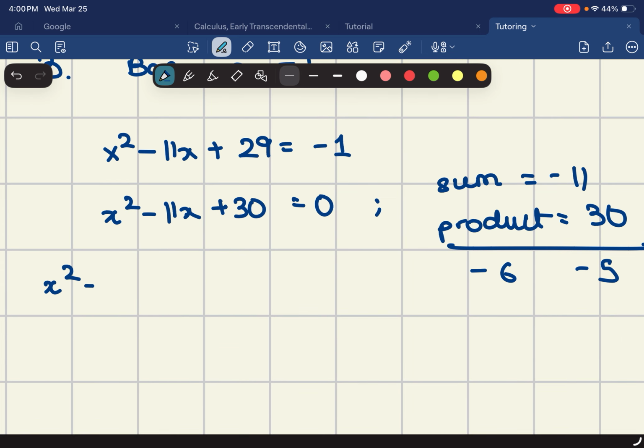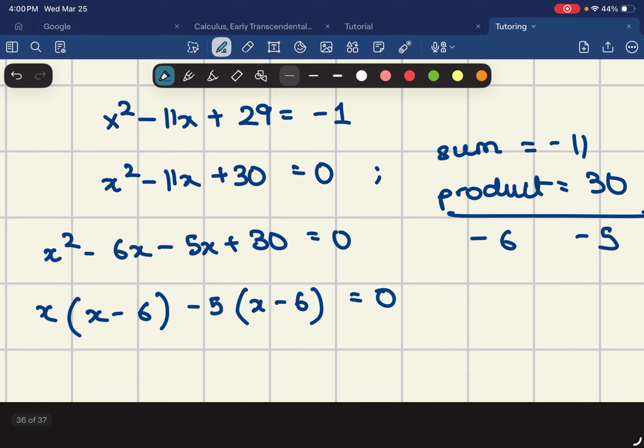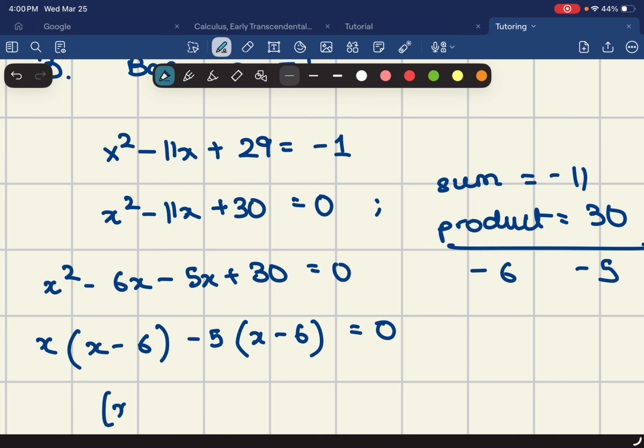So x squared minus 6x minus 5x plus 30 is equal to 0. I can factor out an x, so x minus 6, and I want x minus 6 for my second two terms as well. So I can factor out a -5. So minus 5 times x is minus 5x, and minus 5 times 6 is plus 30. So now I have x minus 6 and x minus 5.